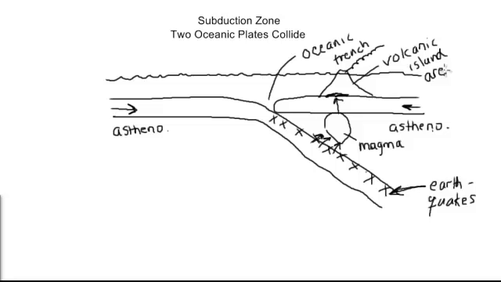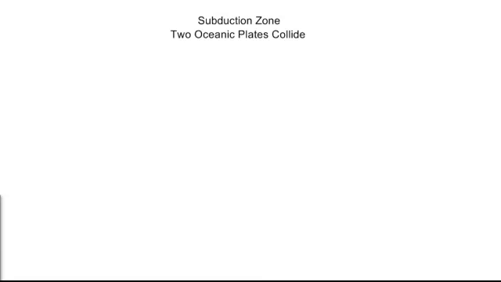Okay, so we have the earthquakes, the volcanic activity, the oceanic trench that's formed as we have two oceanic plates colliding. So now let's quickly erase this, and we want to show what happens when an oceanic plate and a continent collide. So let's relabel this, and I'm just going to write it in. Now we're going to draw an ocean-continent collision.